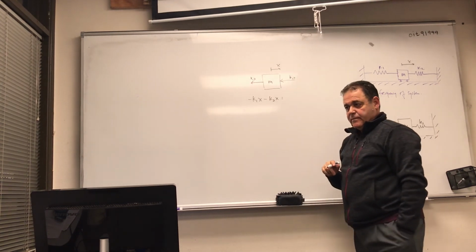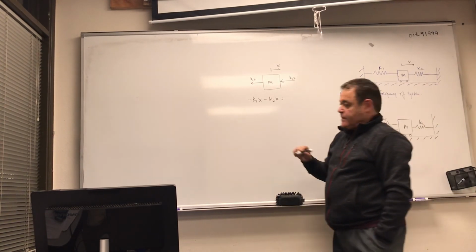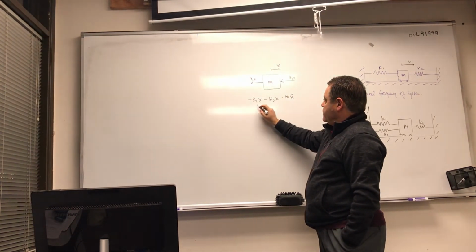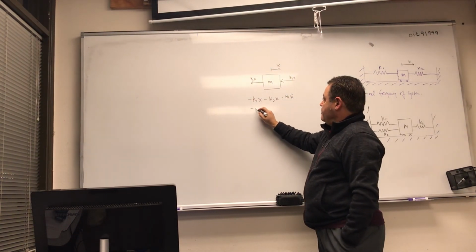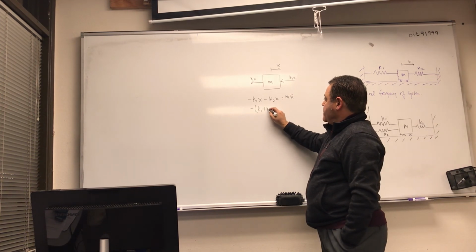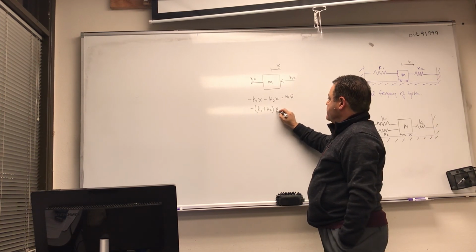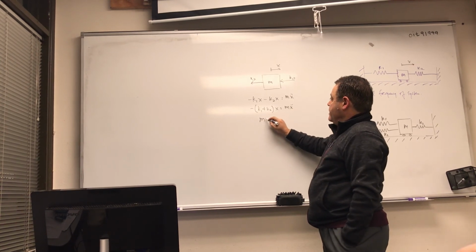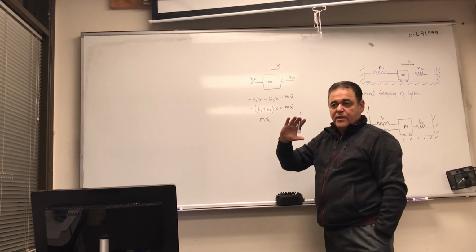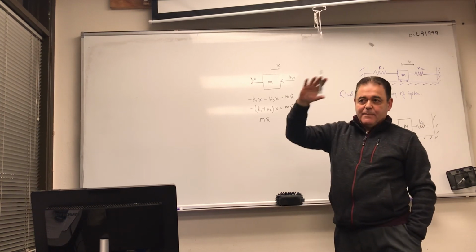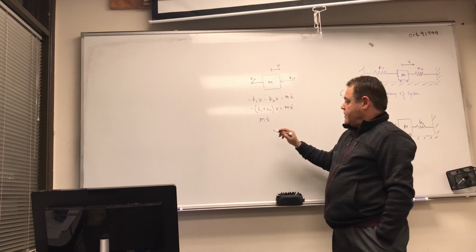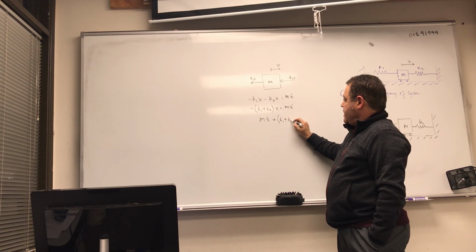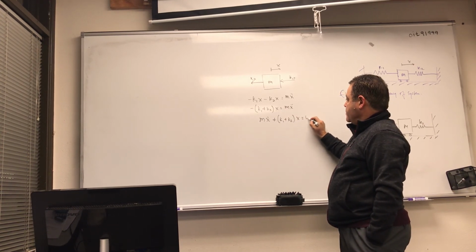Why would it be 0? Oh, sorry. Mx dot dot. Mx dot dot, right? Now I factor the x, it will be minus K1 plus K2 times x equals Mx dot dot. Remember, you always try to write the equation as Mx dot dot plus Kx equal to, here it will be plus K1 plus K2 times x equal to 0.